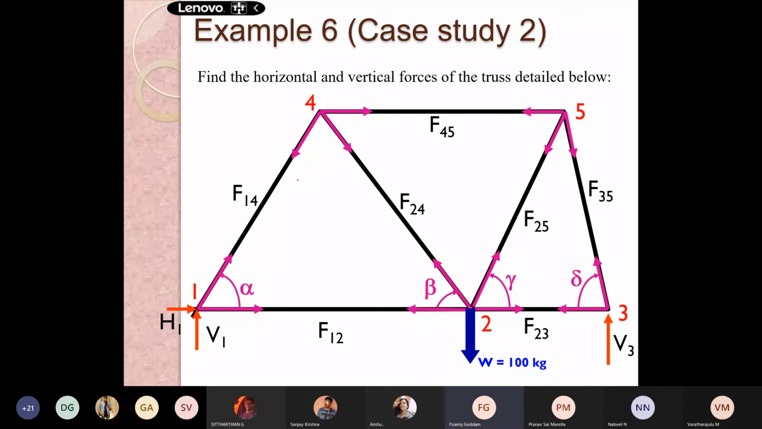Fx is equal to Fy is equal to 0. Like in those notes, Fx is equal to Fy is equal to 0. And here F5. We didn't have any other details except what is given in the picture.